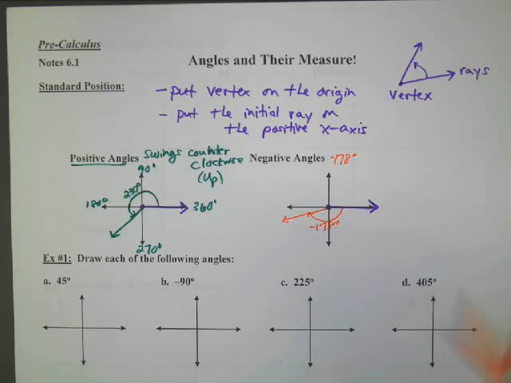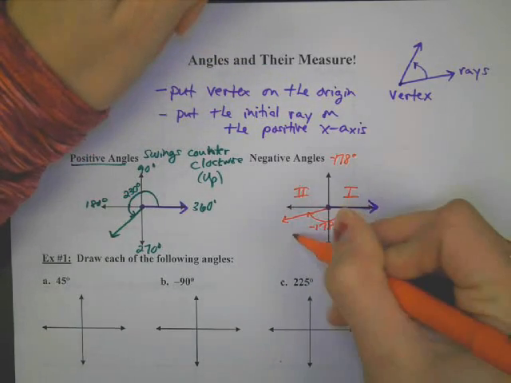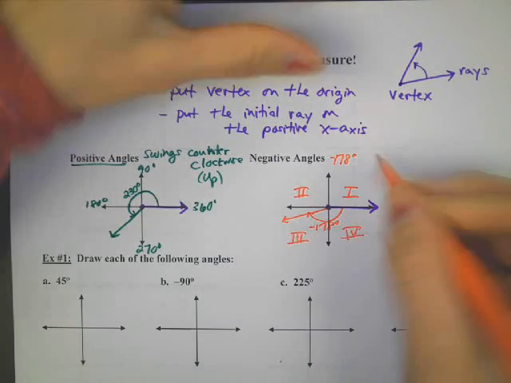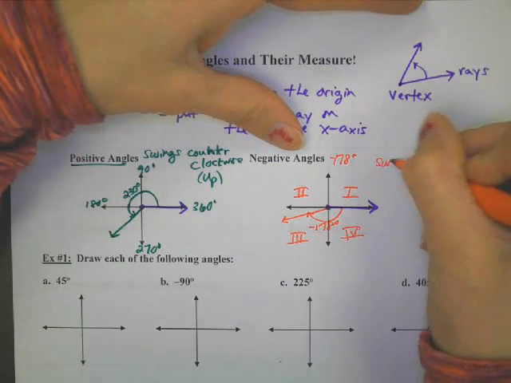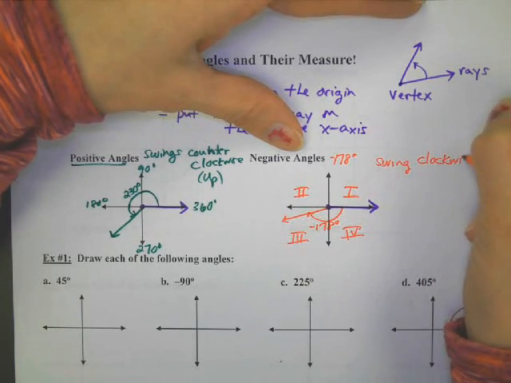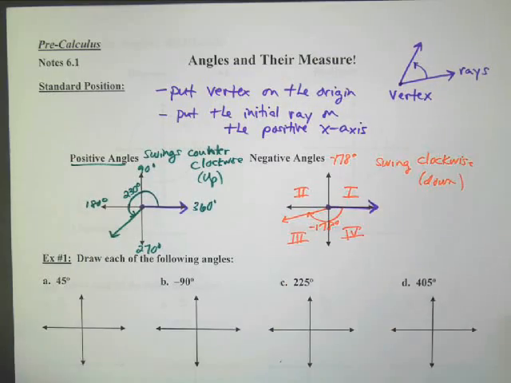Okay, let's just review with everyone. This is quadrant 1, this is quadrant 2, quadrant 3, and quadrant 4. That's how they go. So negative angles swing clockwise. Or some people say you start by going down, up or down. All right, let's practice drawing some angles.